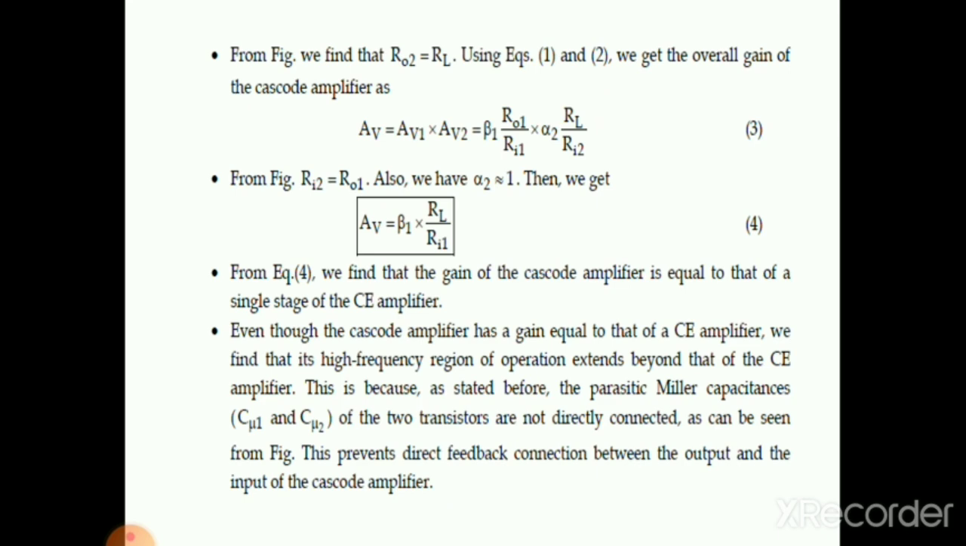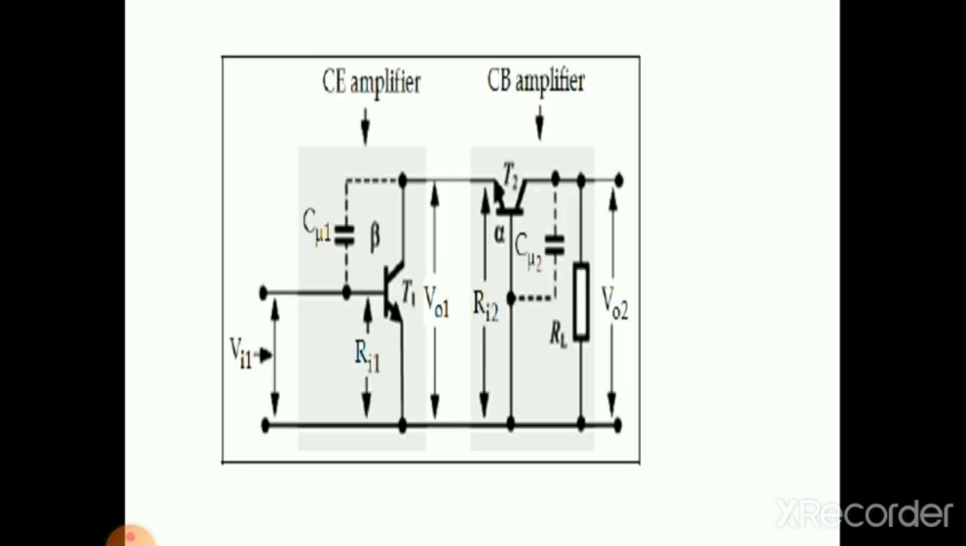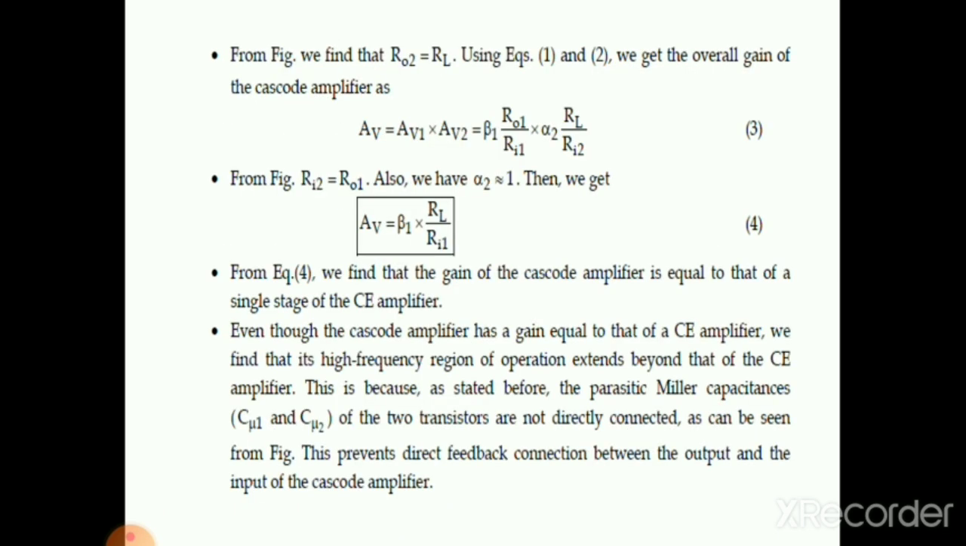Even though the cascode amplifier has a gain equal to that of a CE amplifier, we find that its high frequency region of operation extends beyond that of the CE amplifier. This is because, as stated before, the parasitic Miller capacitances C mu 1 and C mu 2 of the two transistors are not directly connected, as can be seen from the figure. This prevents a direct feedback connection between the output and the input of the cascoded amplifier.